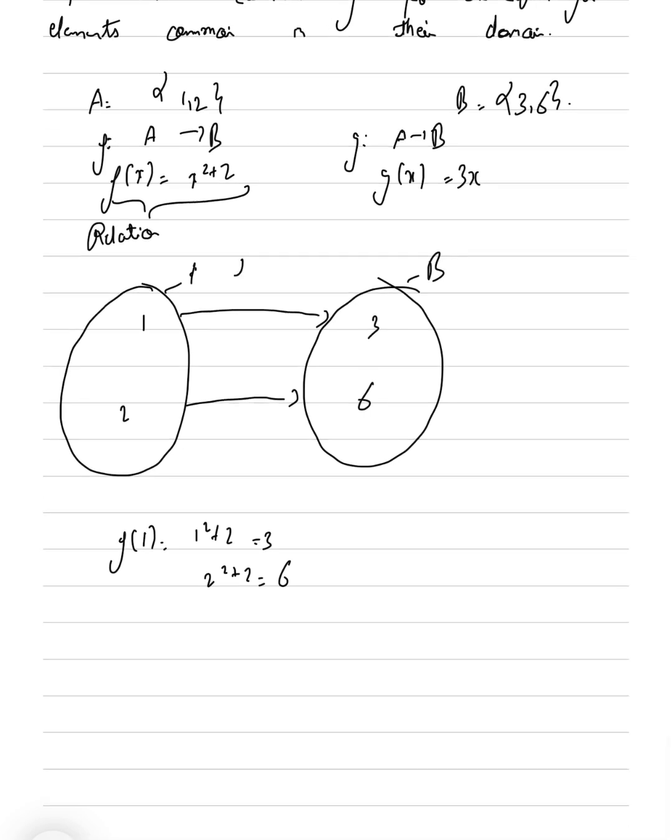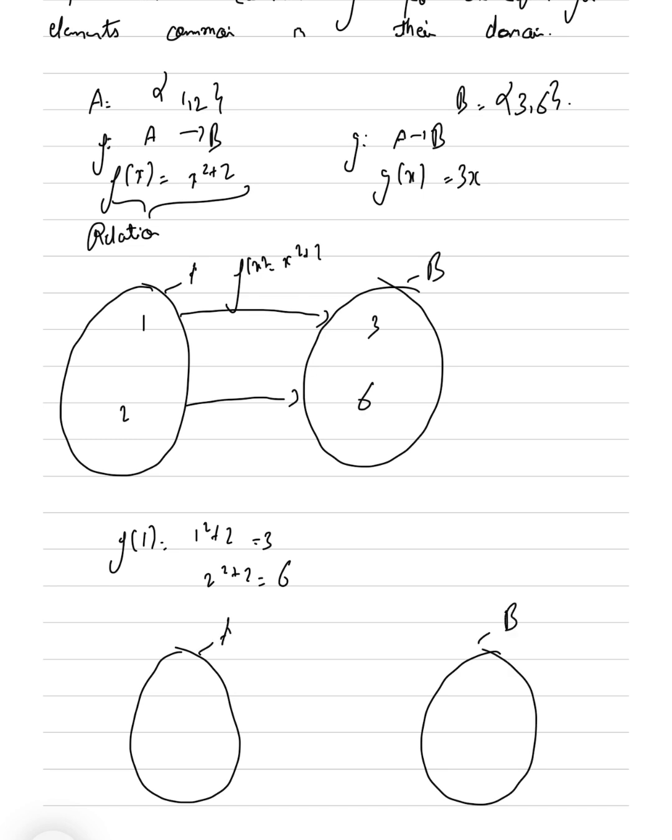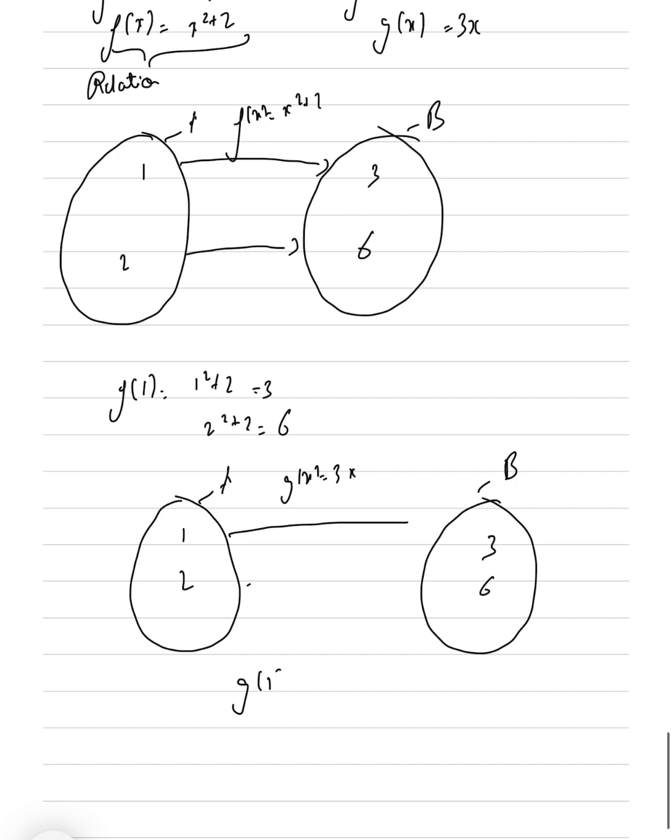So here we have f(x) = x square plus 2. Now we associate another function g from set A to set B, 1, 2, taking the same elements 3, 6. Here I define g(x) = 3x. So g(1) is 3 into 1, which equals 3, so 1 maps to 3, and g(2) is 3 into 2, which equals 6. This is how functions map elements from set A to set B.